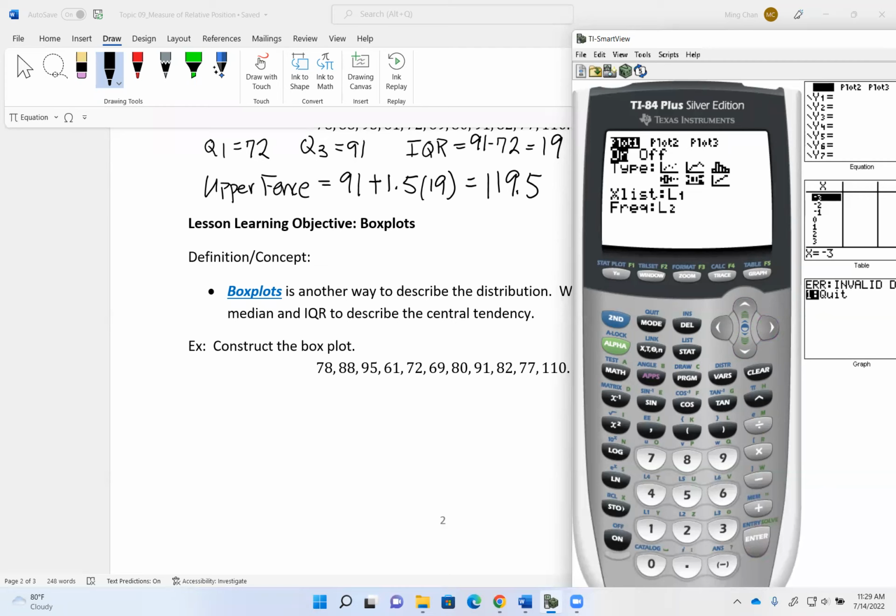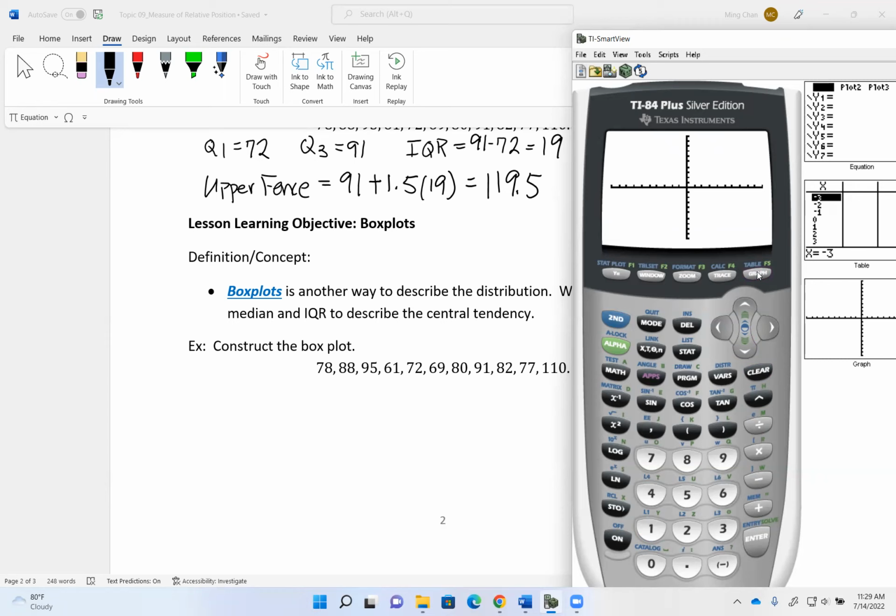My X list is under L1, but for frequency, I did not have anything in L2. All the numbers I keyed in occur one at a time. So press alpha and the number 1. Frequency 1 at a time. All the data values occur one at a time. All right, I'm going to press graph.